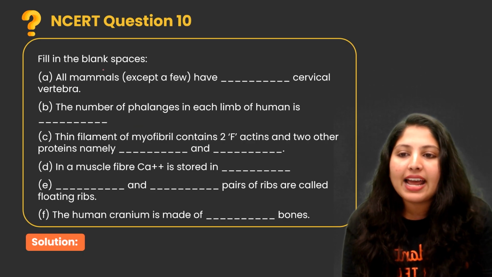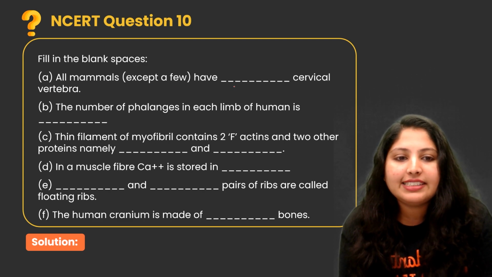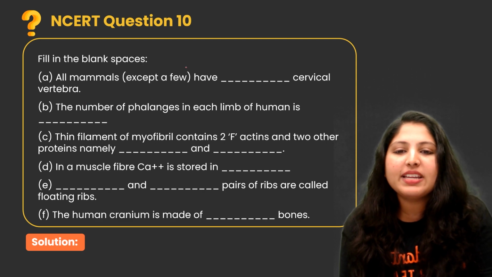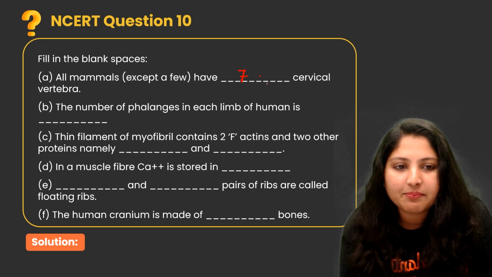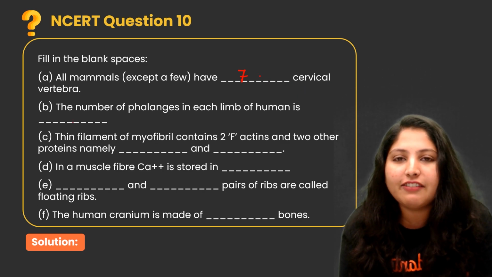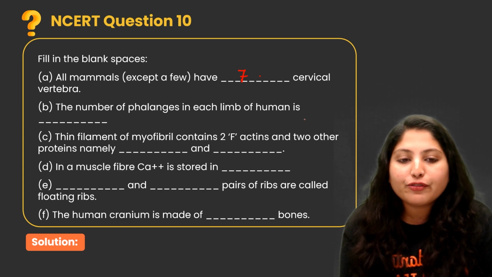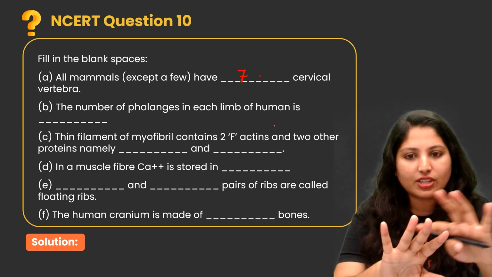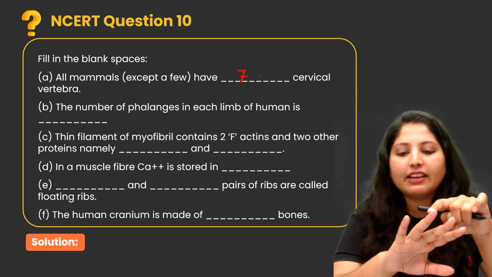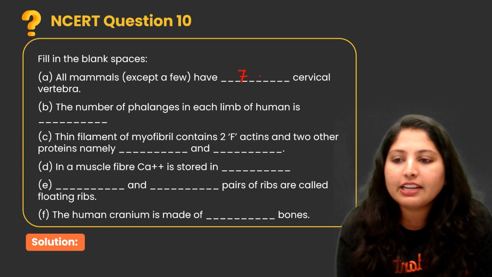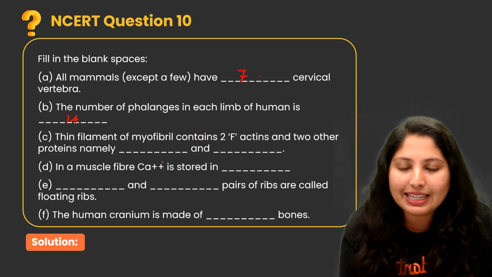Okay, fill in the blanks. All mammals except a few have dash cervical vertebrae. How many cervical vertebrae are present? That is 7. Next, the number of phalanges in each limb of the human. So these are the phalanges. How many are present? 1, 2, 3, 4, 5, 6, 7, 8, 9, 10, 11, 12, 13, 14. 14 phalanges are present on each limb.